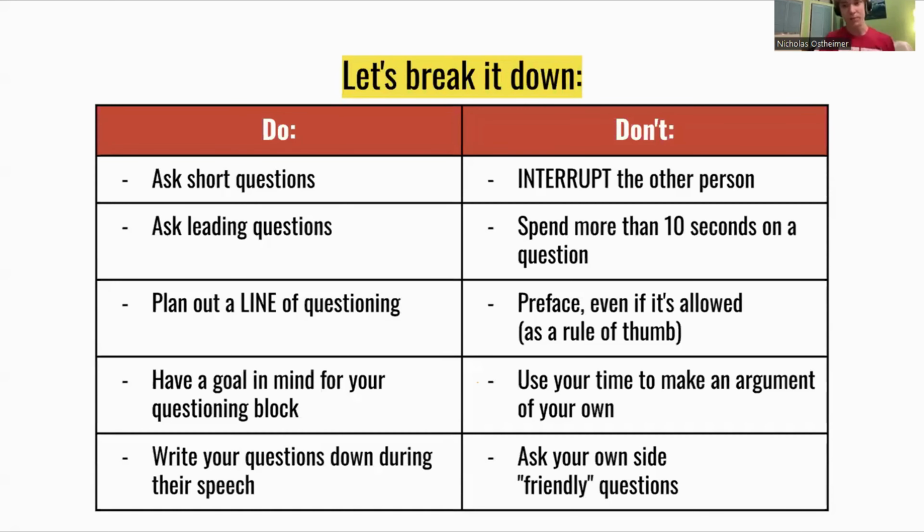You do not want to interrupt the other person. Interrupting the other person is just straight up a violation of decorum. There are no judges that appreciate it. Doesn't matter if you win the block. You really just risk not being understood. And even if you are understood, there are so many judges that will just rank you straight down for it.